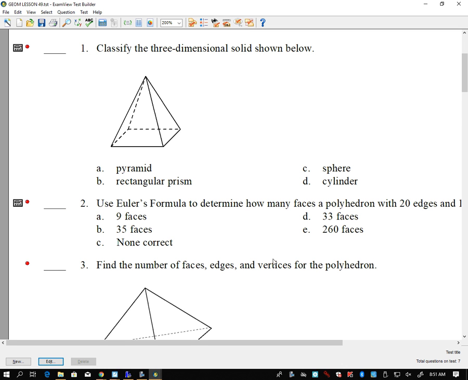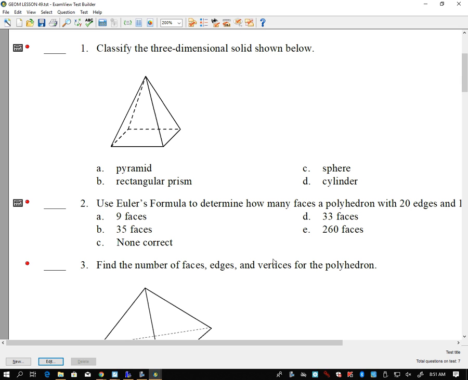Okay, how many bases does this pyramid have? The pyramid has one base, and 4 lateral faces. How many bases does the prism have? 2. How many bases will all prisms have? 2. How many bases will all pyramids have? 1. All right, so what is this shape up here? A pyramid. Okay.